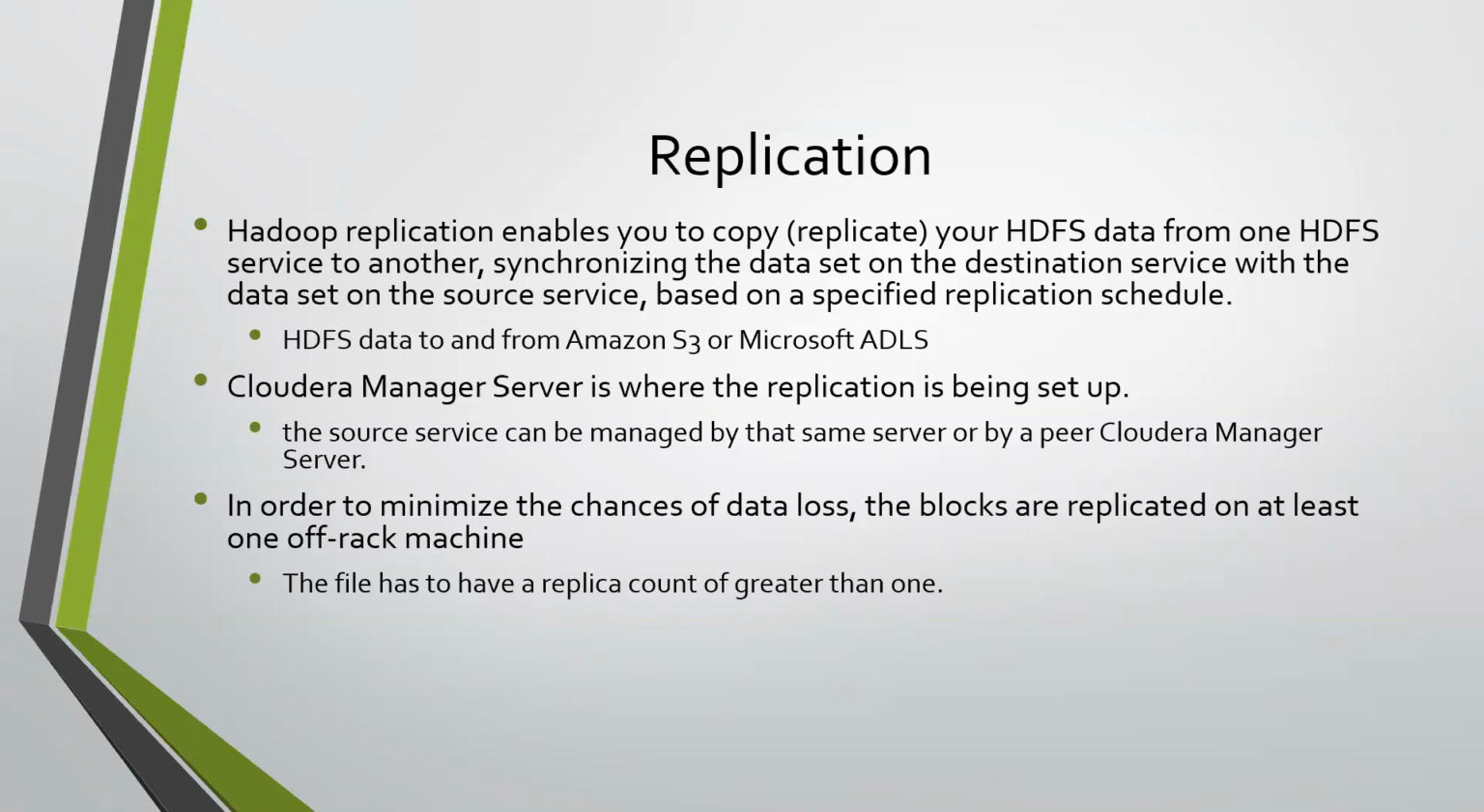The Cloudera Manager Server managed by the destination services is where the replication is being set up, and the source service can be managed by the same server or by a peer Cloudera Manager server. You can also replicate HDFS data within a cluster by specifying different source and destination directories. In order to minimize the chances of data loss, the blocks are replicated on at least one off-rack machine. For this to happen, the file has to have a replica count of greater than 1.